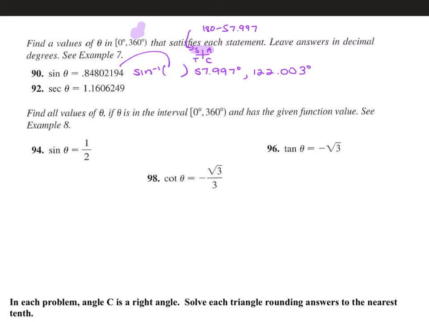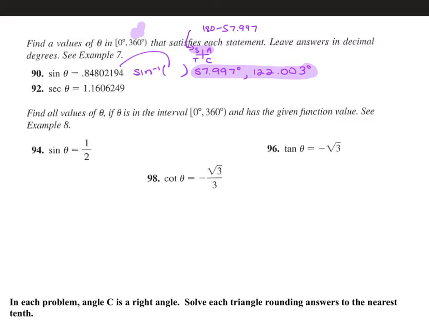Now these are easy to check. Remember, if you just do sine of 57.997, you should get pretty close to your original question. It might be a little bit rounded, but it should be close. Same thing for sine of 122.003. Should get the same value.